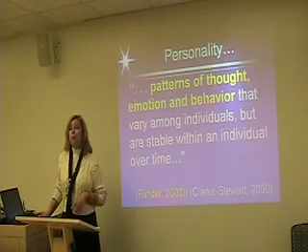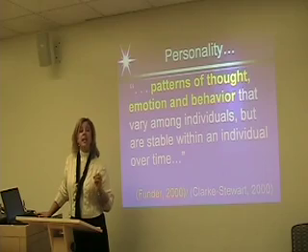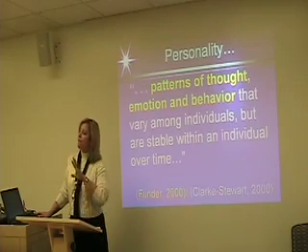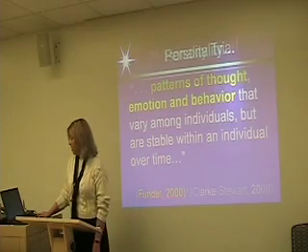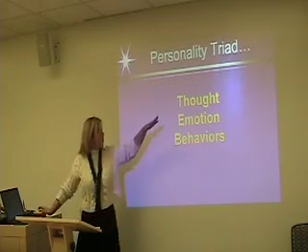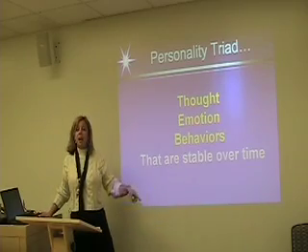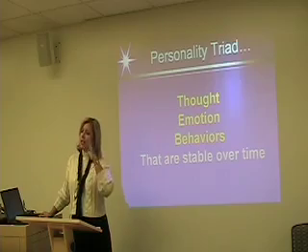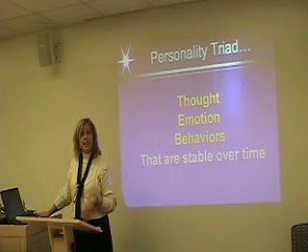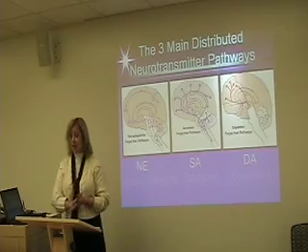Just to review, remember that our working definition of personality is a pattern of thought and emotion and behavior that varies among individuals but is stable over time. So we have a personality triad of thought, emotions, and behavior that is stable over time. And remember that stable does not mean static. We're going to expect some fluctuations because that's the nature of biology and apparently the nature of psychology.